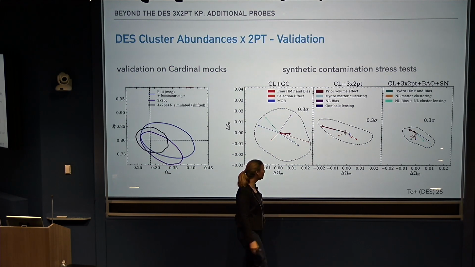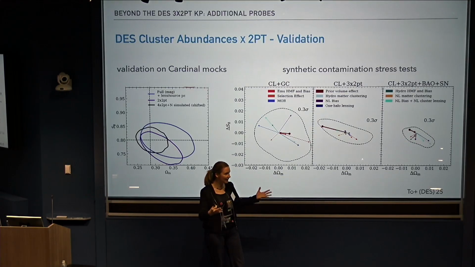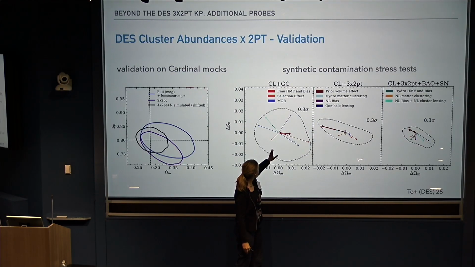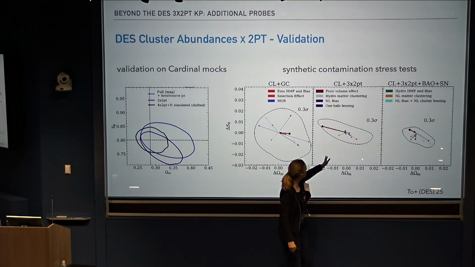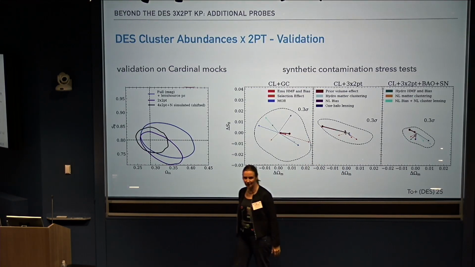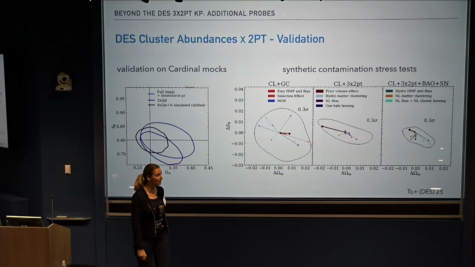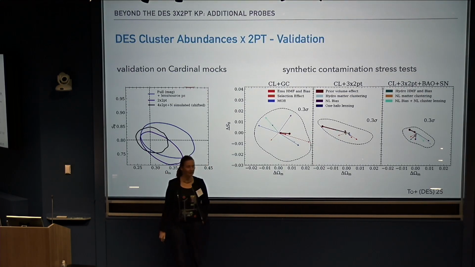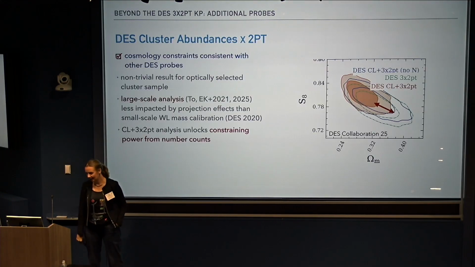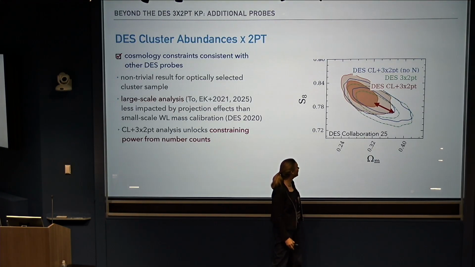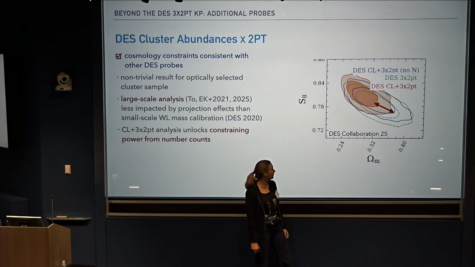And of course, you will need to repeat those tests again and again if you move from just clusters plus galaxies to clusters plus 3x2 point to also including external probes. Because as your data gets more constraining, these systematic biases may become more relevant. So lots of things to test. In the end, we then, of course, get cosmology constraints. As I said, they are consistent with other probes from DES.